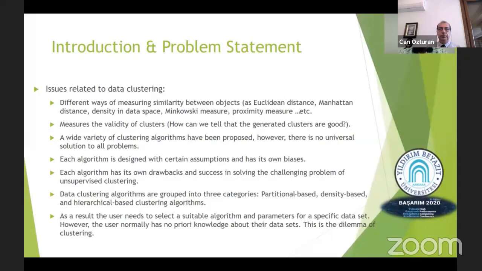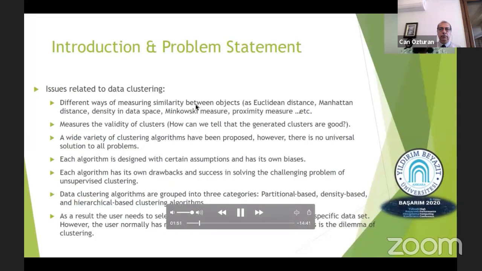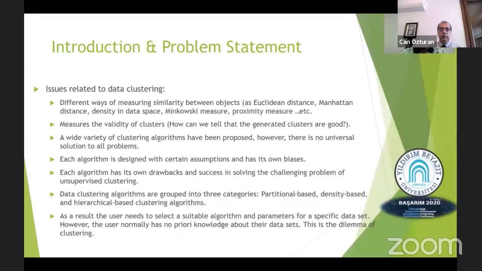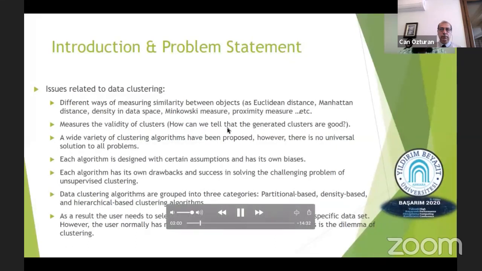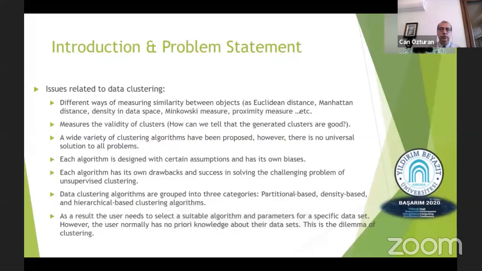However, there's no universal solution for all problems. Each kind of data clustering algorithm tries to solve part of the problem. In the literature, we have three main kinds of data clustering algorithms: partitional-based, density-based, and hierarchical-based. As a result, for me as a user, it is very difficult to choose a suitable algorithm best suited for my data sets, because I don't have prior knowledge about the distribution nature of my data sets. So this is the dilemma of clustering.